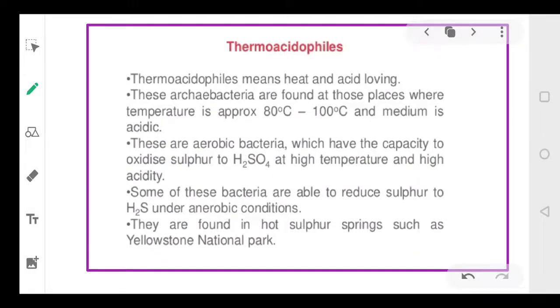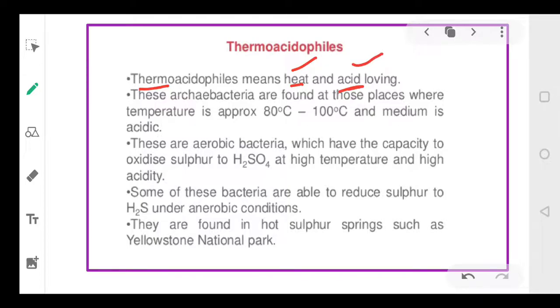The last category is thermoacidophiles. This is the last category. Thermo means heat and acido means acid loving. So these bacteria are present in places where heat is more, where the temperature is high, and in acidic atmospheres.